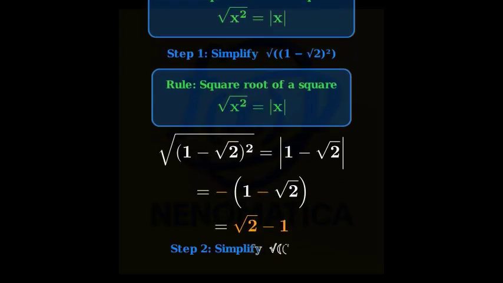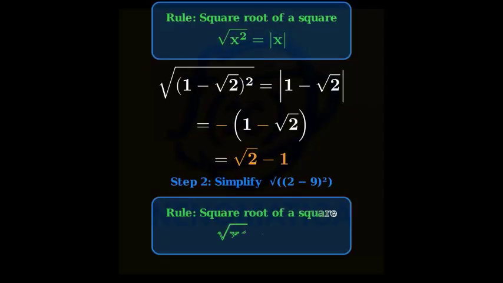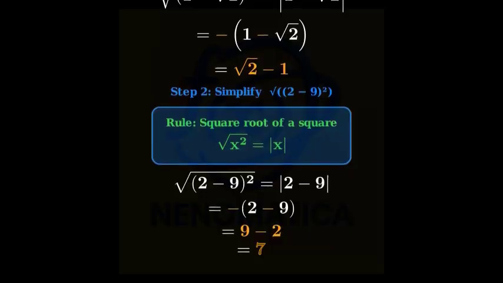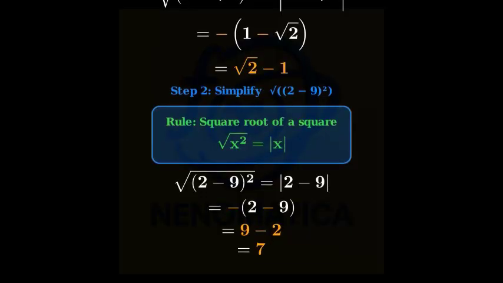Step 2. Simplify the square root of open parenthesis 2 minus 9 close parenthesis squared. Convert to an absolute value. Then, because 2 minus 9 is negative, replace the absolute value with the negative of the parentheses. Evaluate to get 9 minus 2, and finally 7.